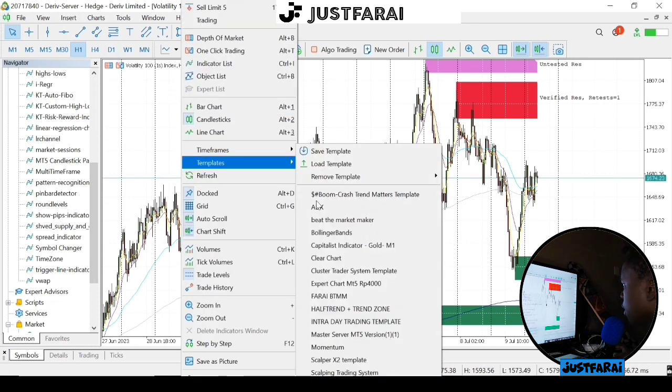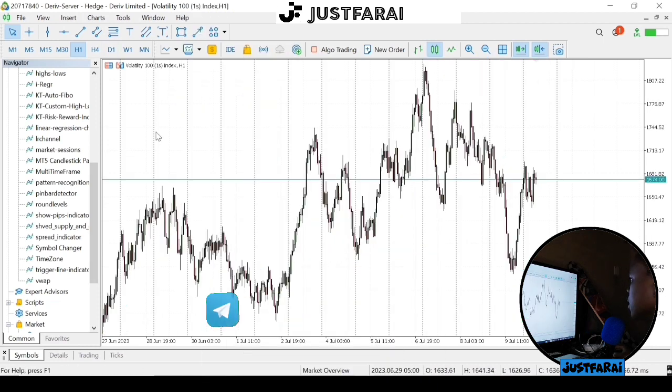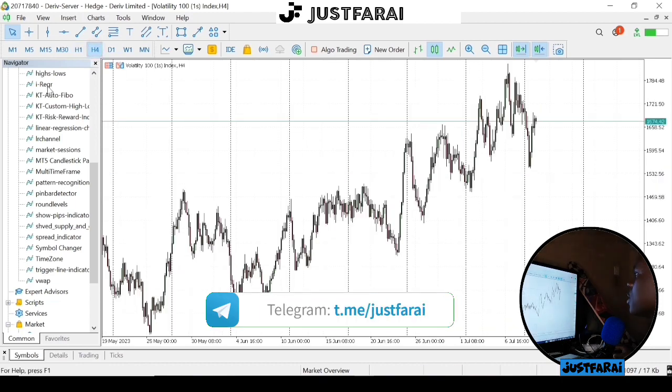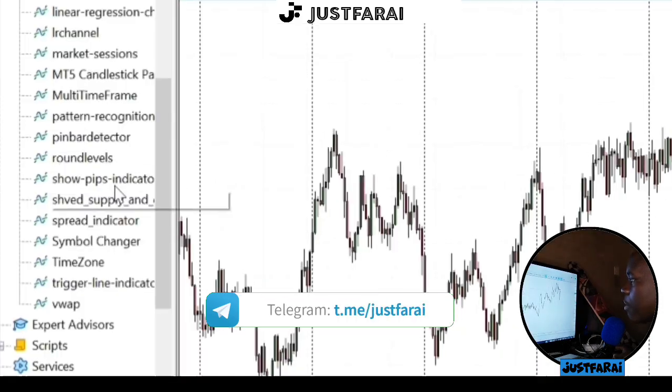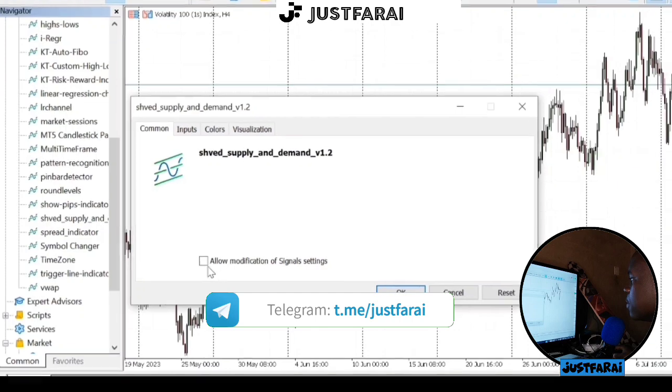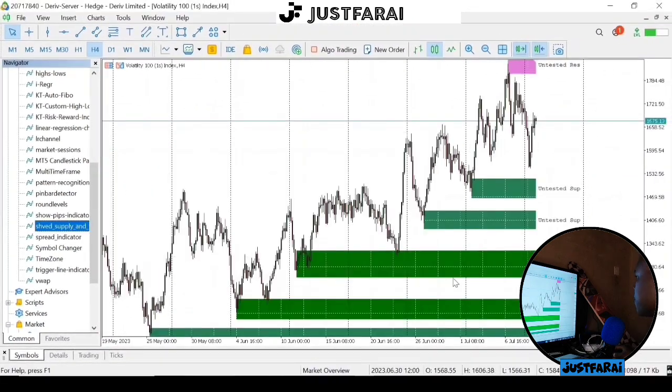Let me use my indicators to see if what I'm talking about is correct. Remember, we use the supply and demand indicator here. You can see that there is untested support here. So price is likely to come back to here, then go up there. As for me, I'll definitely sell here. Let me use some other indicators to see what I'm talking about here.